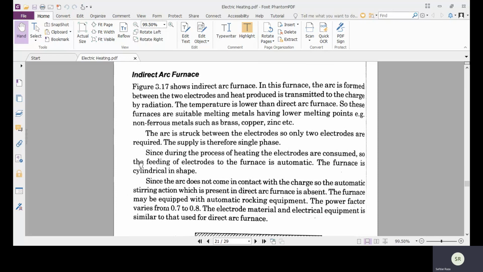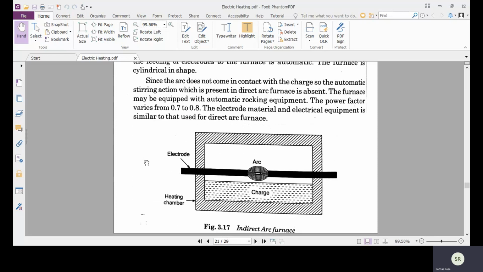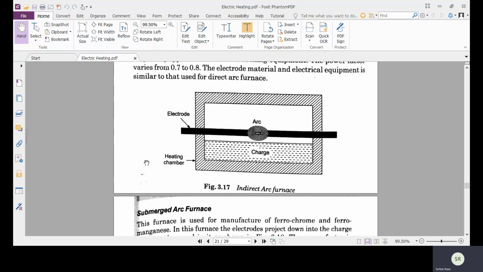Now we will move towards the indirect arc furnace. Before I proceed, I will show you the figure. Here there is a heating chamber which is shown as a rectangular box, and again the black rods are basically the electrodes. Two rods are there, and there is some space within which the arc is produced and the charge is placed beneath it. The heat produced above by the arc is transferred to the charge by the phenomenon of radiation.